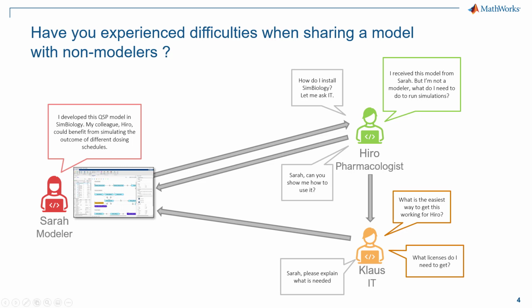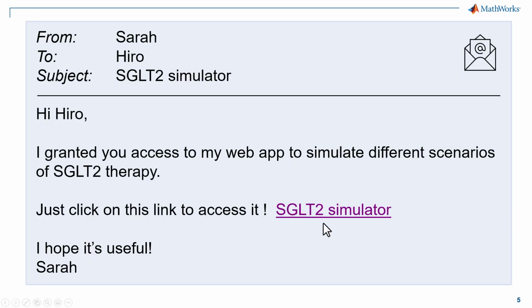So what if the solution could look like this? Sarah could just send an email to Hiro saying, "Hi Hiro, I granted you access to my web app to simulate different scenarios of SGLT2 therapy. Just click on this link to access it."